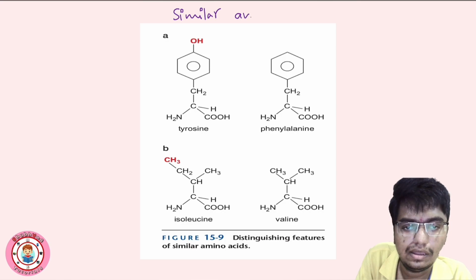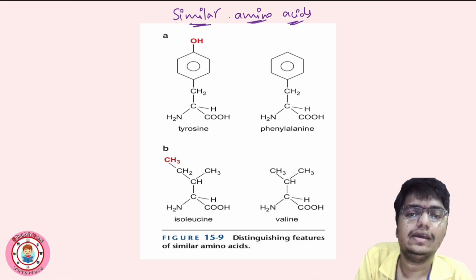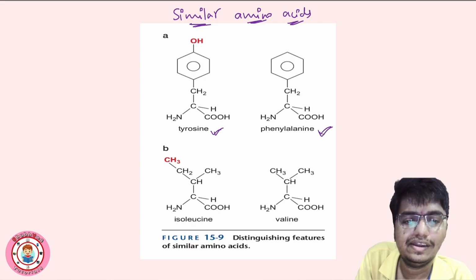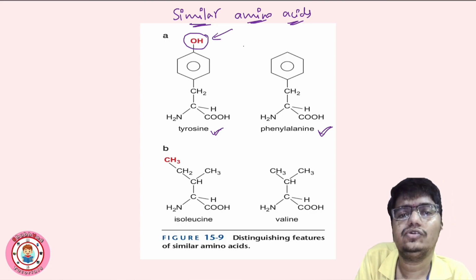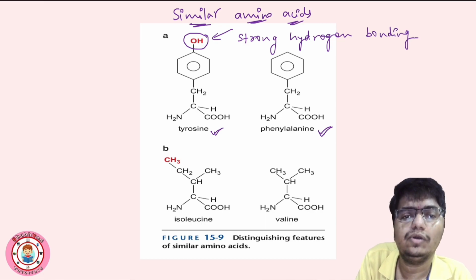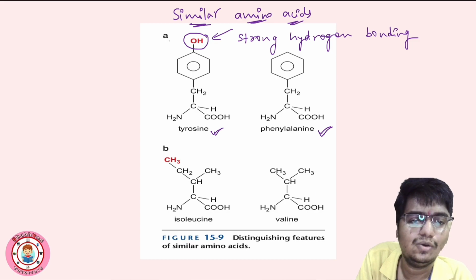Similar amino acids. Okay, how they are incorporated, let's see. This is tyrosine first of all, and phenylalanine. Same structure. Tyrosine has an OH. This OH is important for strong hydrogen bonding. Strong hydrogen bonding happens, which is why tyrosine is properly recognized because of this OH. Right? You have to remember this.